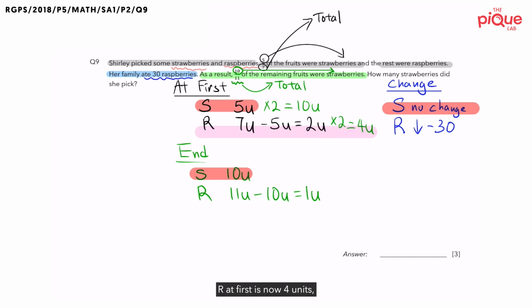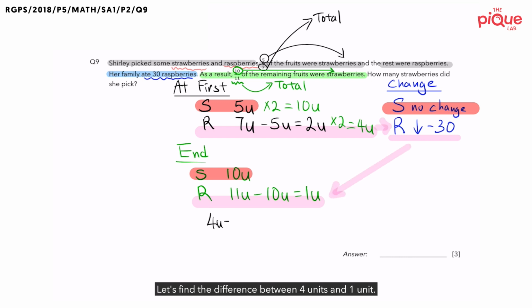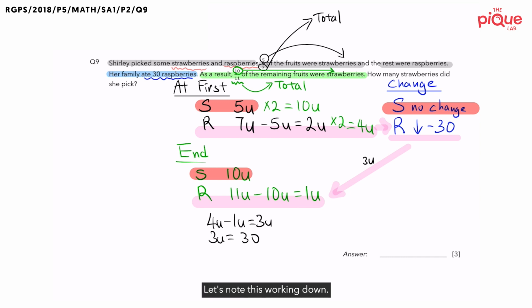R at first is now 4 units, while R at the end ended up with 1 unit. Why is this so? Let's go back to our change column. R decreased by 30, and it is because her family ate 30 R's. Let's find the difference between 4 units and 1 unit. We will have 3 units, and this equates to the 30 R's eaten. Let's note this working down. 3 units equals 30. To find 1 unit, we divide 30 by 3, giving us 10.